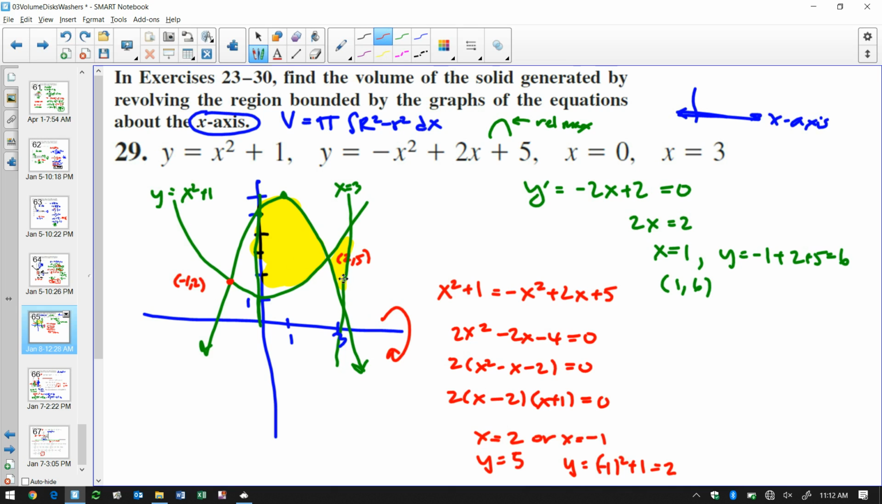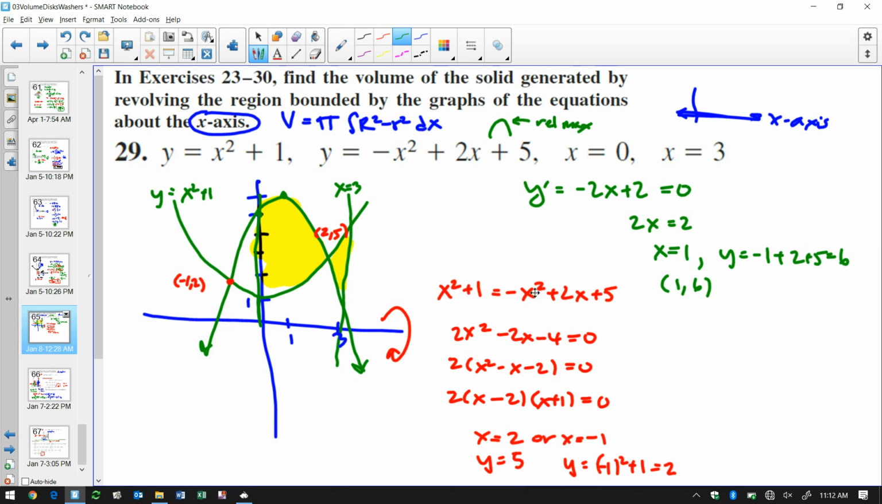Okay, so I've gotten those points. Let me clarify this. This point is (2, 5) right here. Okay, and let's go ahead and figure out what happens when I rotate these. I'm actually going to have to divide it into two different volumes: the volume of the left side from 0 to 2, and the volume of the right side from, what is this, from 2 to 3.